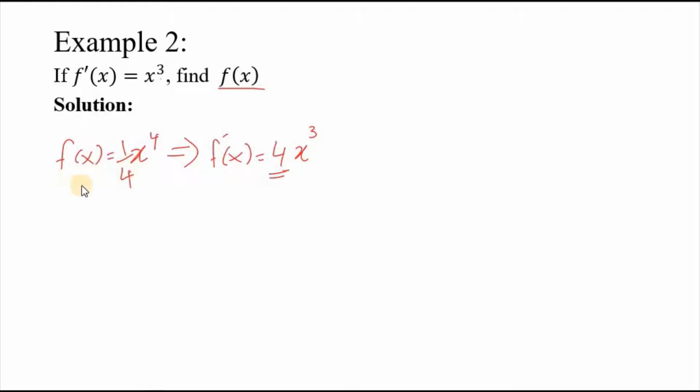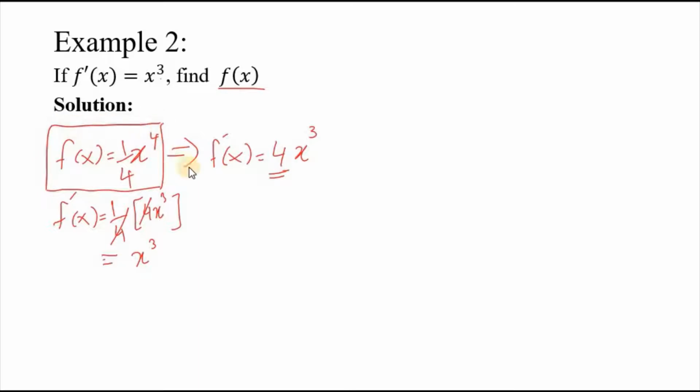So let me find the derivative of this function. I'm going to say f prime of x is equal to 1/4 goes out, and then I have the derivative 4x cubed. So the 1/4 will cancel with that, and the answer is going to be x to the third power. And I found the antiderivative of that function by trial and error.